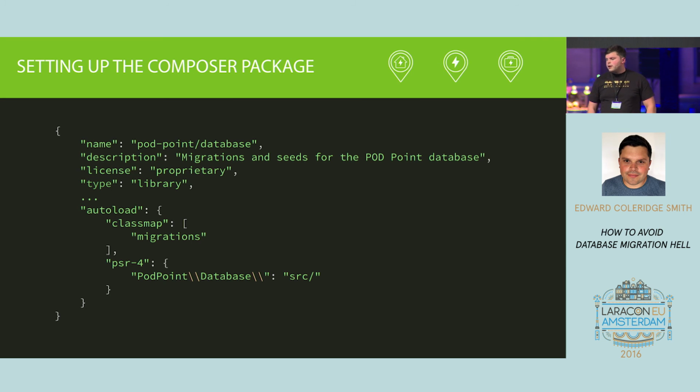So we're using class map for the migrations directory, and that's lifted from the Laravel configuration. And as mentioned, we're using PSR-4 to auto-load the source directory so that all of our seeds can be namespaced into their folders.